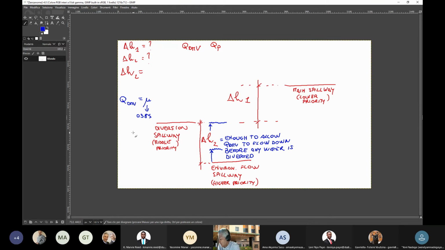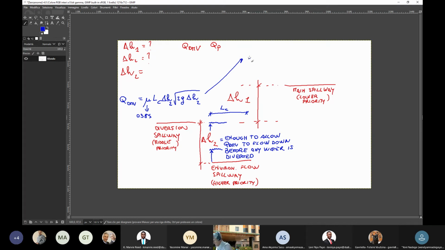Okay, so this is a flow coefficient, and then you have to multiply it by the width of the spillway, and then you have to multiply it by delta H2, and then the square root of 2g delta H2 again. This is the relationship that we can use, okay? And from this relationship, we can write it in this way.